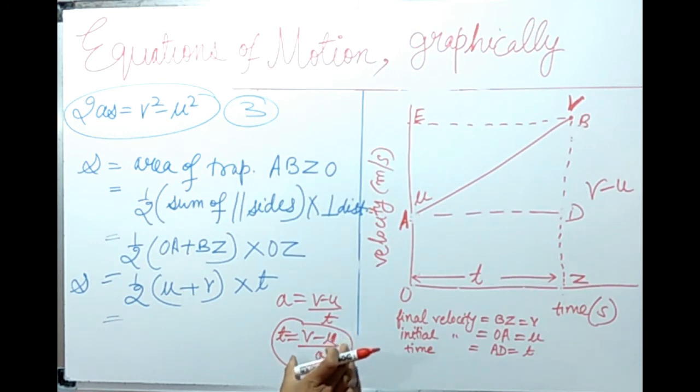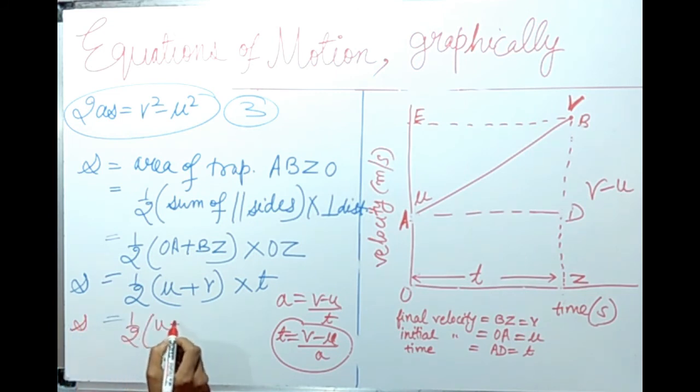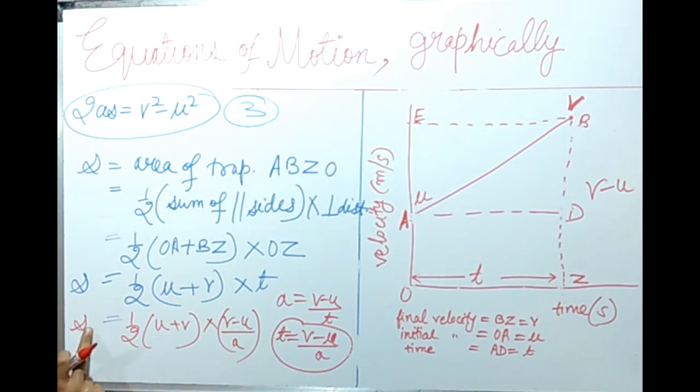Just substitute this value of t here in this equation. So what we will get? s equal to 1 by 2 u plus v into t, which is v minus u upon a. Take this 2a in the numerator with s. 2as equal to a plus b into a minus b, that is a square minus b square. Here it is v plus u into v minus u, which is v square minus u square. And here we have got our third equation of motion with the help of velocity time graph.